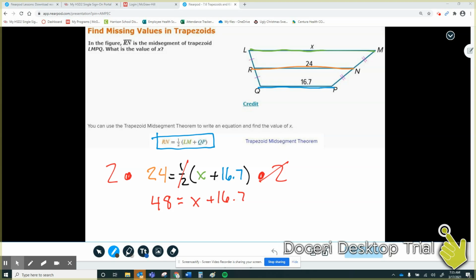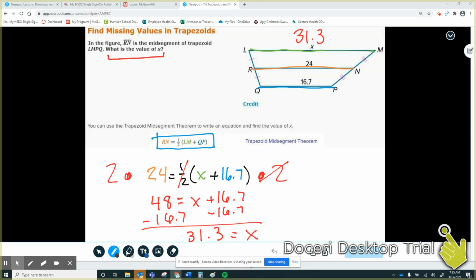Okay, then x is almost by itself. Our last step is to subtract 16.7 from both sides. And we get 31.3 is equal to x. Okay, we have solved for x. The problem says what is the value of x, and also x is up here, so we figured out that the longer segment is 31.3.